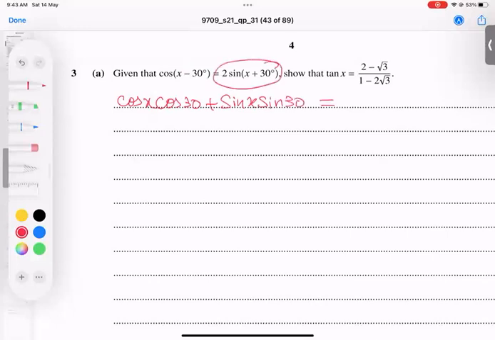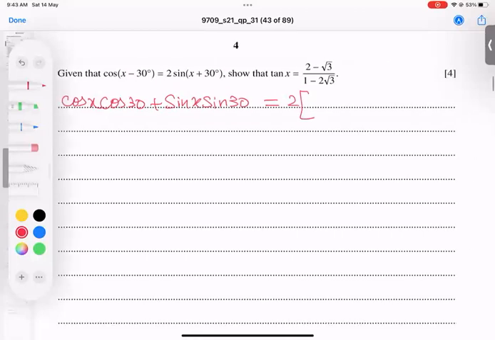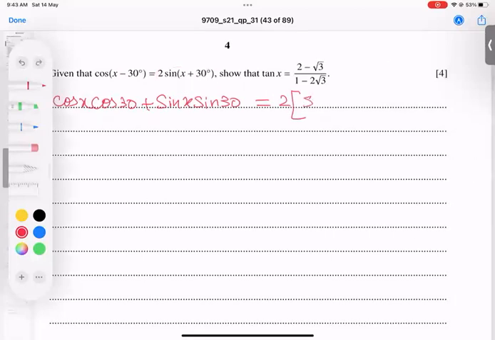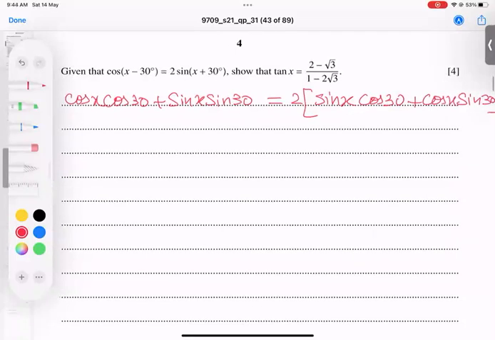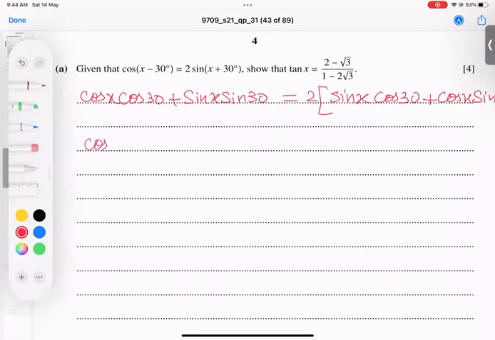equals to. Now let's talk about this. 2 is outside, and for sine, what happens? Sine first angle, cos second angle, and the same sign comes here. In the cos condition, opposite sign. In the sine condition, same sign. Then cos x times sine 30. Now plug in the values, and cos 30 is root 3 by 2. You must memorize these values, or you can type them separately in the calculator.